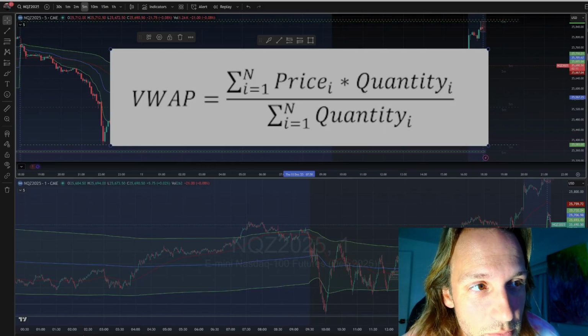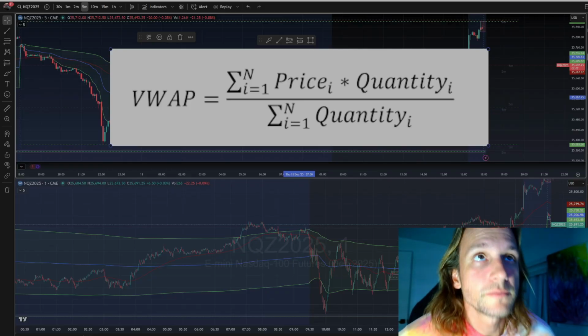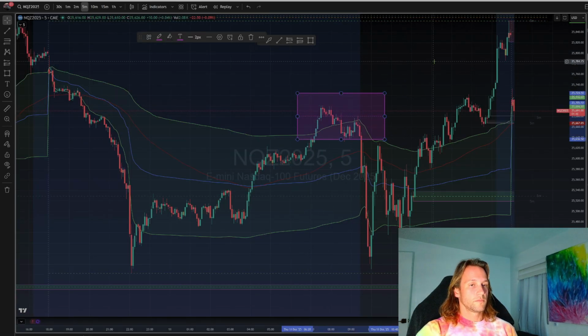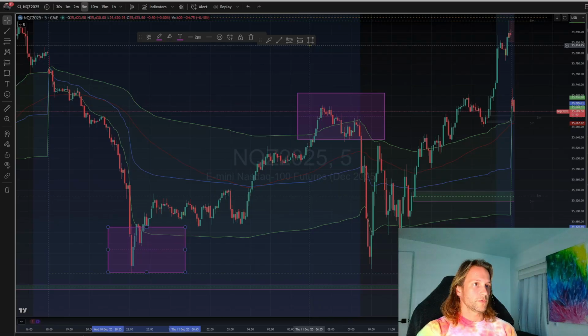So what does all this mean, really? I will break it down for you, and we're going to make it super easy. Above the line, overbought. Below the line, oversold.